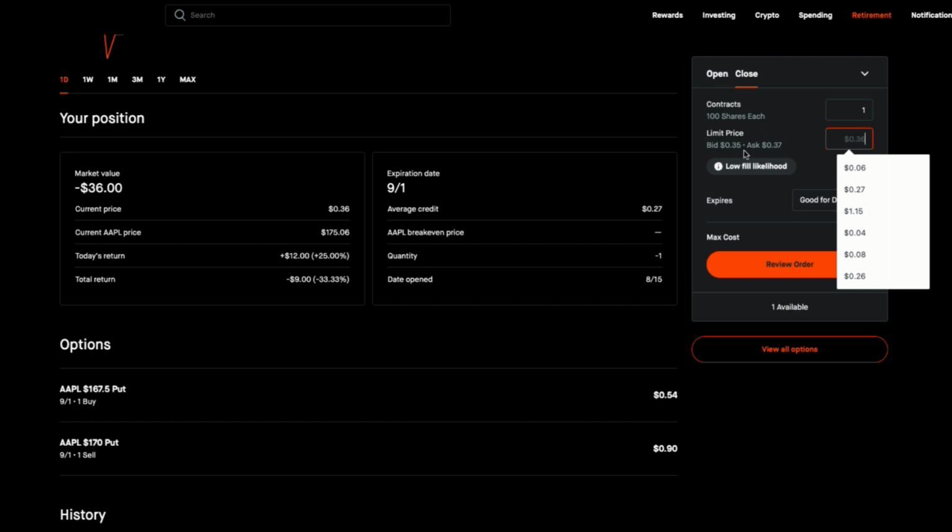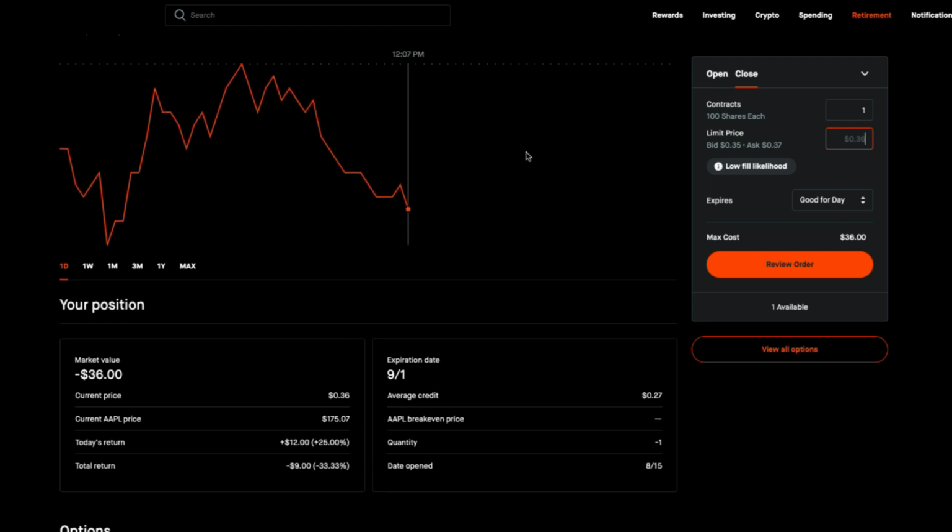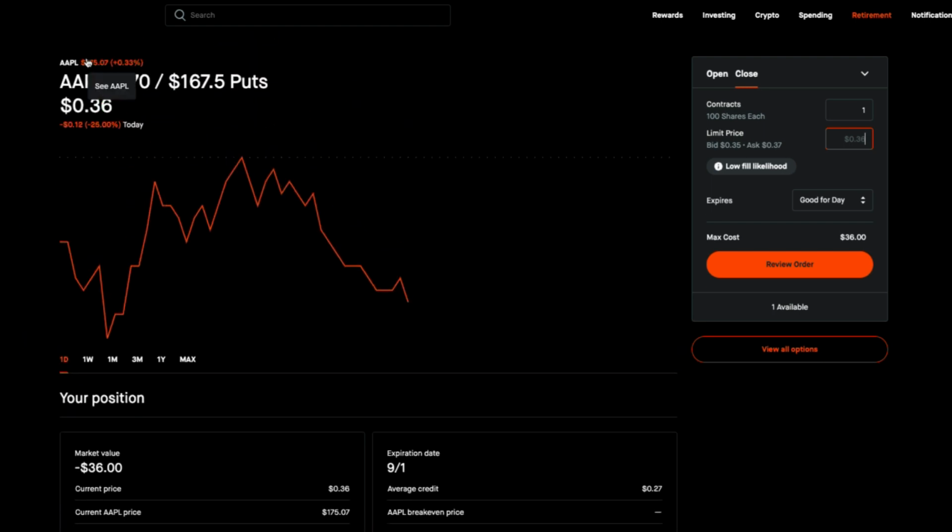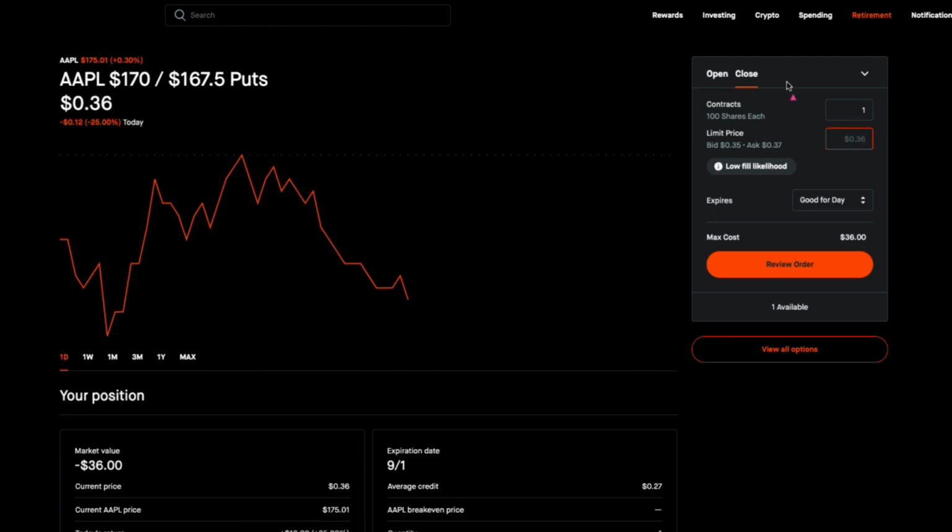But otherwise, if it is out of the money, then your bid and ask here would be close to $1 or $2 if it has gone in your favor, right? If Apple is around $180 on 9/1, then you will see this bid-ask as $1 or $2, and you can just pay that and close it. Okay, so that's out of the money.